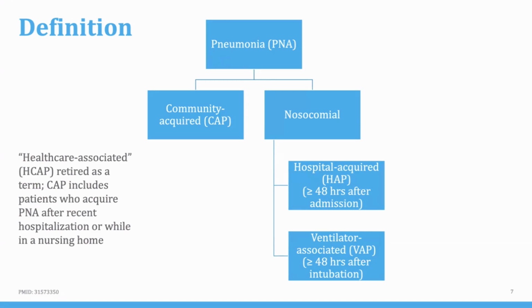So community-acquired pneumonia now includes patients who formerly may have been under that designation, namely those who acquired pneumonia after recent hospitalization or while they're residing in a nursing home.